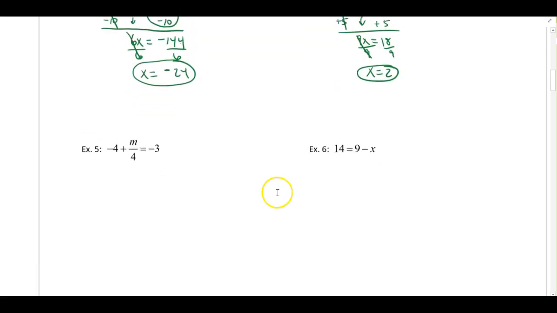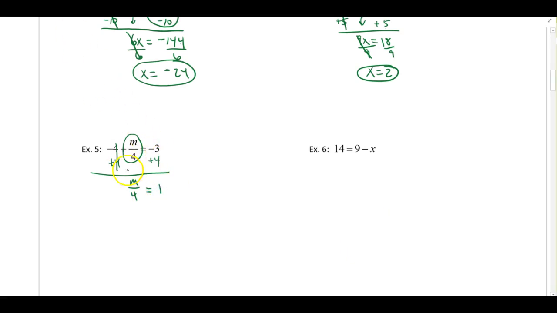Example 5. So I go ahead and I look at this, and first thing I'm going to do is go ahead and add the 4. Add the 4. Okay, these add up to 0. I'm going to bring down the m divided by 4 equals negative 3 plus 4 is 1.